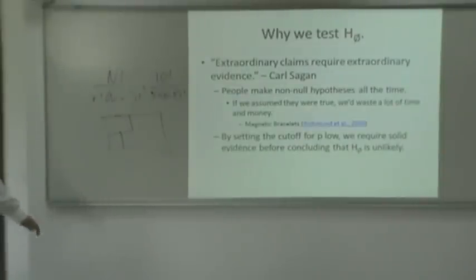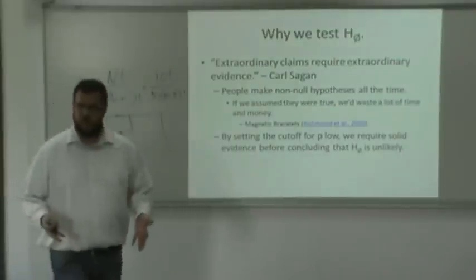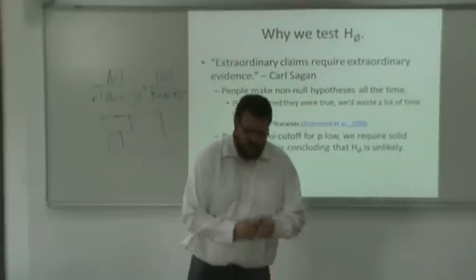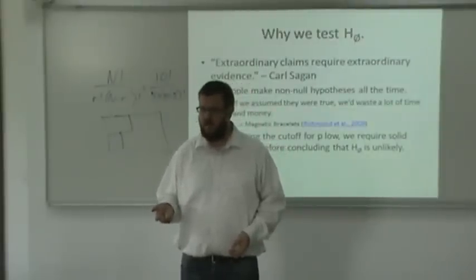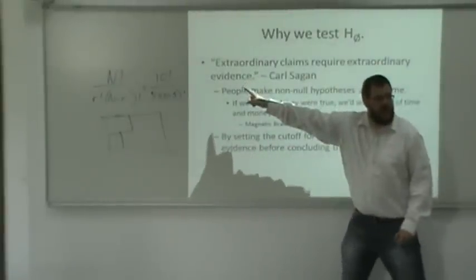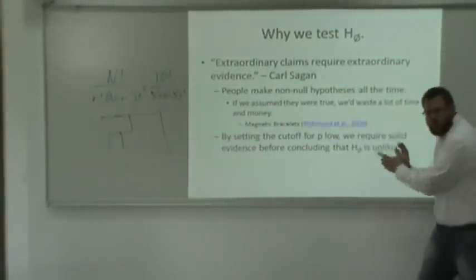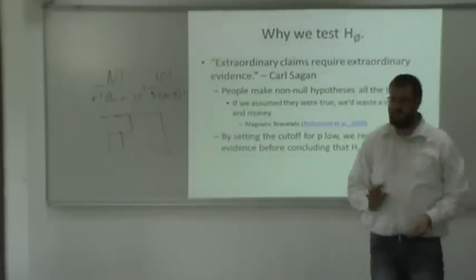By setting up the cutoff for our p-value low, what this means is that we are requiring a lot of evidence before we are willing to conclude that the null hypothesis is probably wrong. So when people are saying 10 heads in 10 flips is not convincing enough for them, what they are saying is that they want extraordinary evidence. They want much, much stronger evidence that the null hypothesis is false, right?